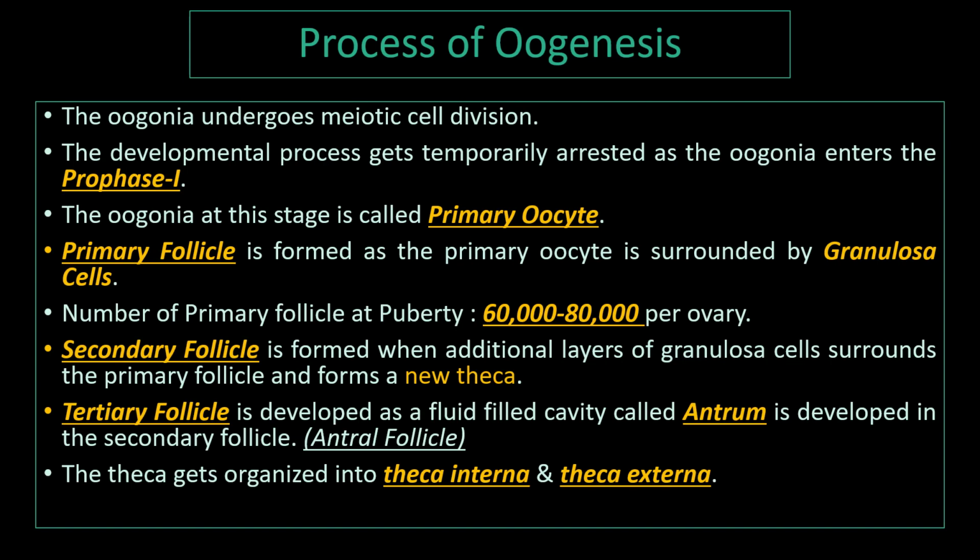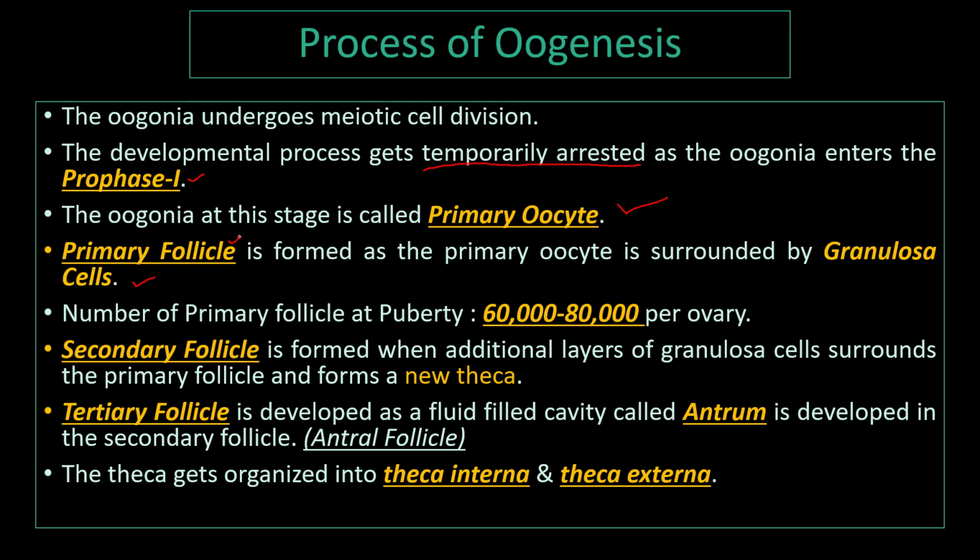Let us now understand the process of oogenesis in the females. Now the oogonia undergoes meiotic cell division, and during the prophase 1 of meiosis 1, the developmental process is temporarily arrested. That is, there is no more development after this particular prophase 1 stage. And at this stage, the oogonia is called the primary oocyte. So the oogonia arrested at prophase 1 is called primary oocyte. Now the primary oocyte gets surrounded by certain granulosa cells, and now it is called the primary follicle.